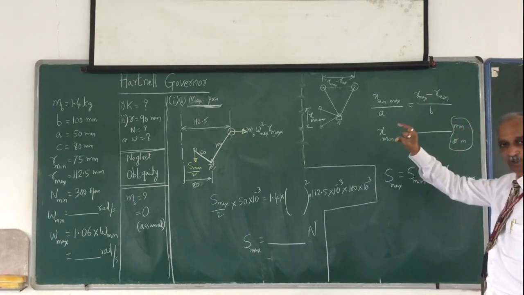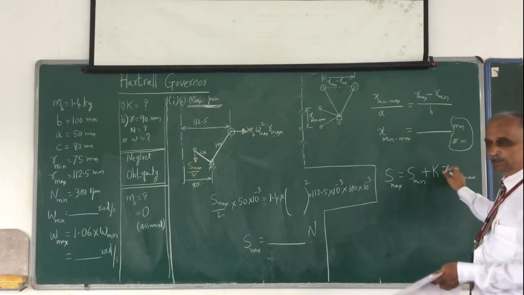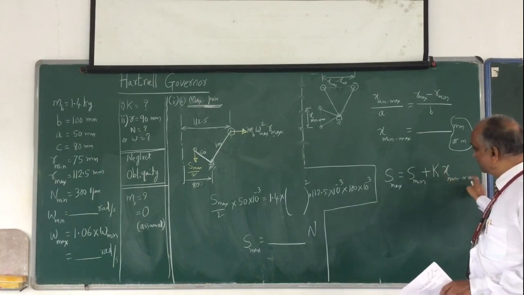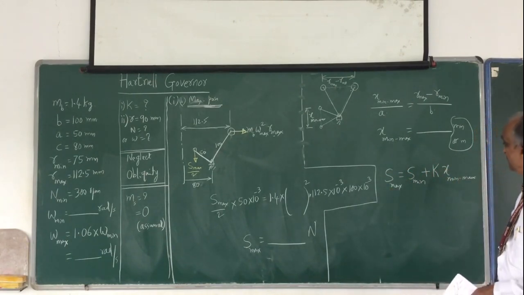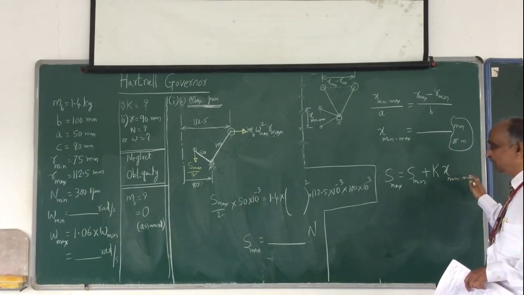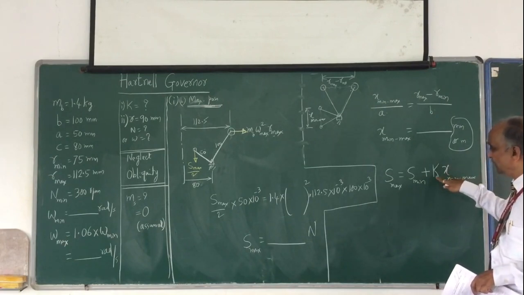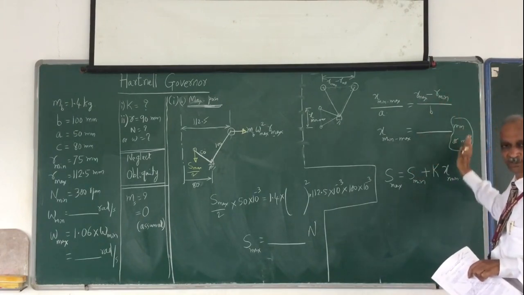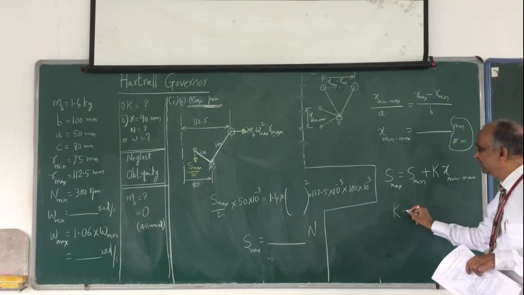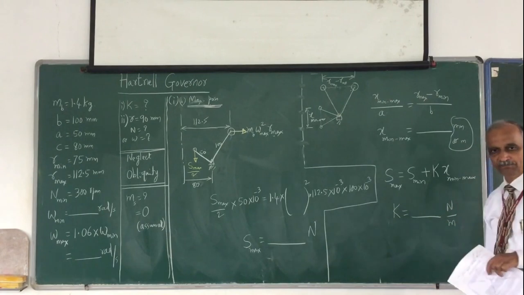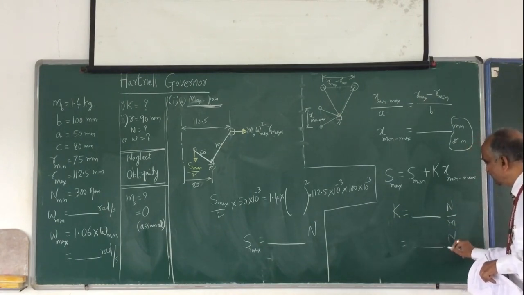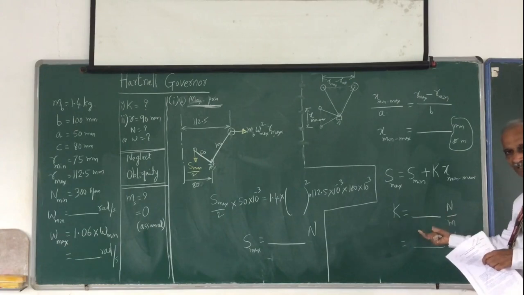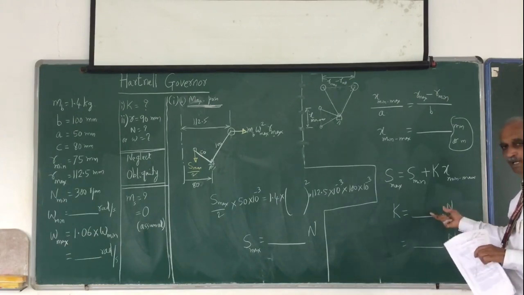X min-max is the displacement, the compression of the spring, and that compression multiplied by stiffness gives you the force in Newton. This is in Newton, this is in Newton. Please remember, if you substitute X min-max in millimeter, then you get K in Newton per millimeter. Otherwise, substitute everything in meters, and you will get K in Newton per meter. This you can easily convert into Newton per millimeter by dividing by 1000, since 1 meter is 1000 millimeters. Quite simple, and this is how you can find it.